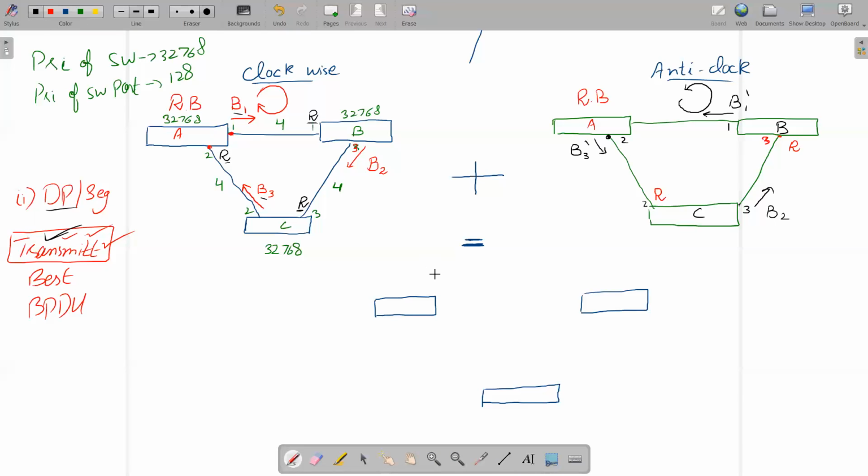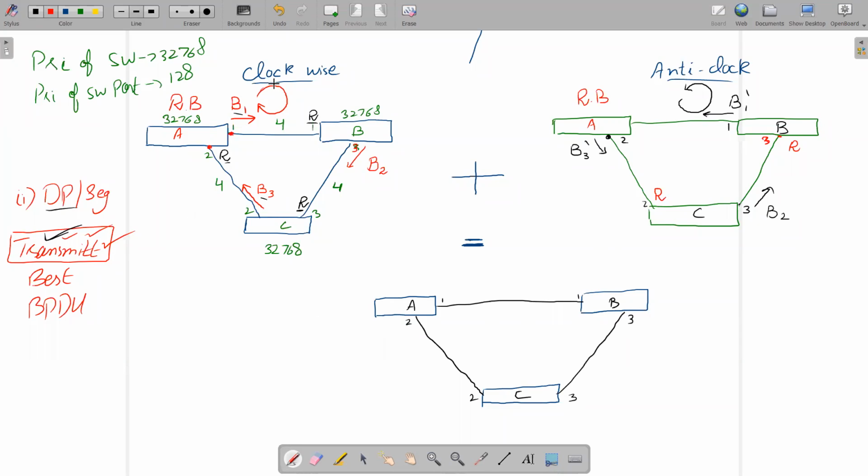Let me draw the complete diagram. This is switch A, this is switch B. Both are connected with port number 1 to port number 1, and port number 2 to port number 2. This is switch C, and these are port numbers 3 and 3. Now guys, combine them together.